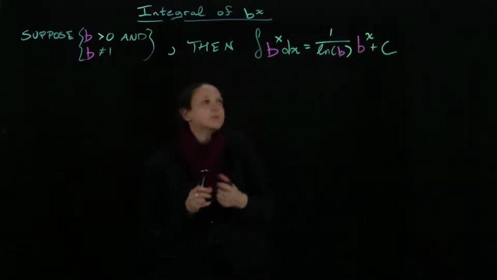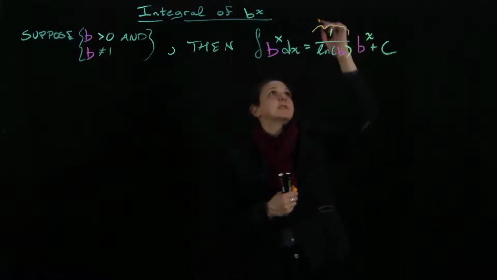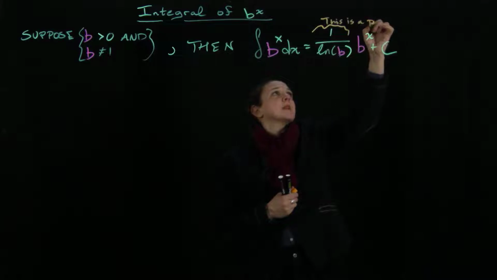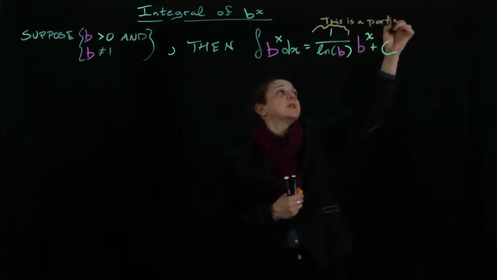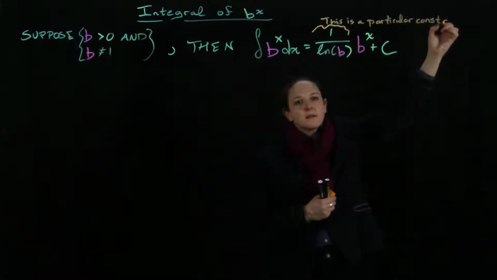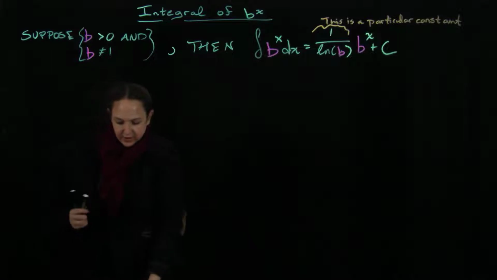So I'm just going to emphasize that. We're multiplying the function by a particular constant. This is a particular constant, and an important one, because when you integrate, you pick it up. Okay, so let's get started with an example.